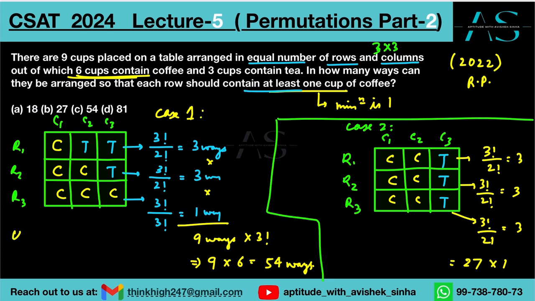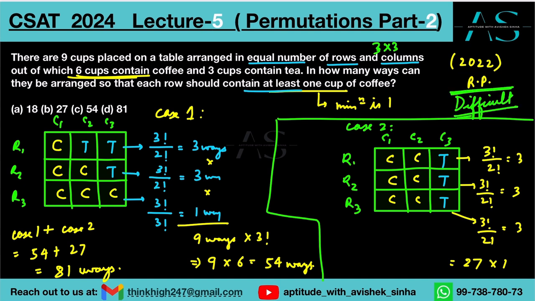The correct answer is case 1 plus case 2. That is 54 plus 27, which is 81 ways. In 81 ways, can you arrange these coffees and teas in 3 by 3 column matrix? This particular question is considered to be a difficult question, and it is a difficult one to crack. Please understand. It's not that simple to crack. Yes, it might seem a bit simpler, but it was on the difficult end, to be very honest.